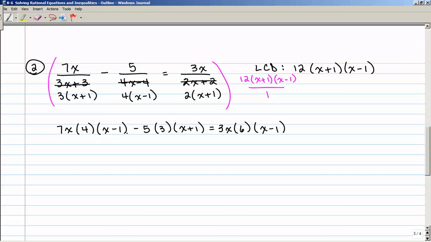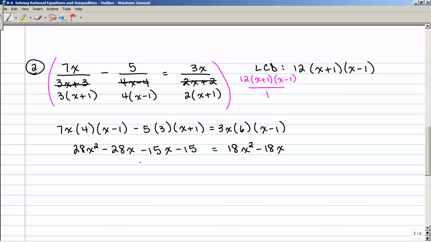So multiplying all of this out is going to give me a 28x squared minus 28x. And this is going to give me a negative 15x minus 15. And this is going to give me an 18x squared minus 18x. Okay? What I'm noticing is that I have x squareds. They're not going to cancel each other out. This is a quadratic, so I need to make it equal 0.